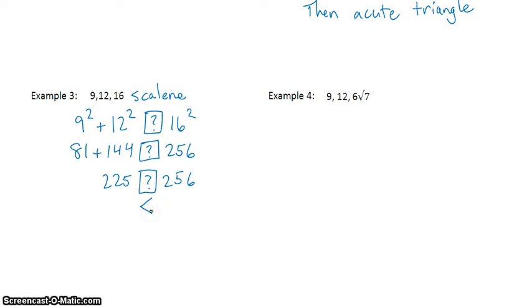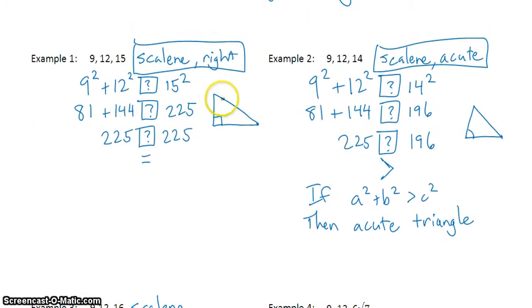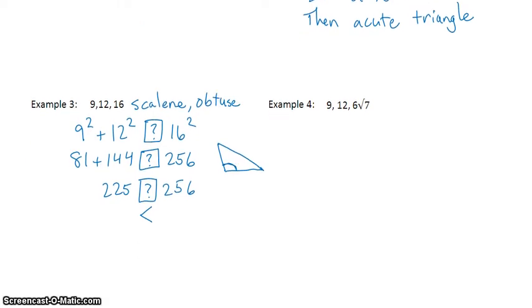256 is bigger than 225. 225 is less than 256. If you go back to our original, example 1, our hypotenuse was equal to our two legs squared. In our third example, our hypotenuse is now bigger. So what happens to our triangle? Well, in order to accommodate the bigger hypotenuse, this angle has to get bigger. So what kind of triangle do we have? An obtuse triangle. Written as a theorem, if a squared plus b squared is less than c squared, then we have an obtuse triangle.